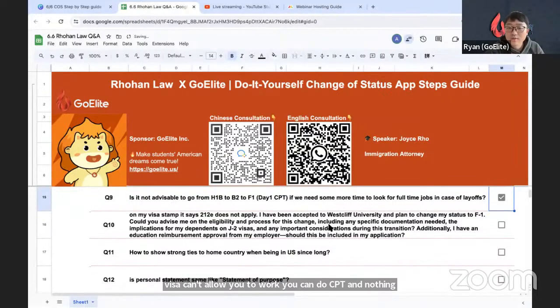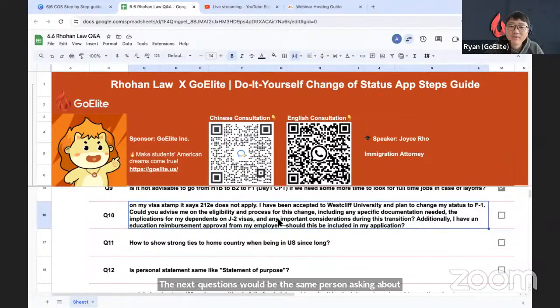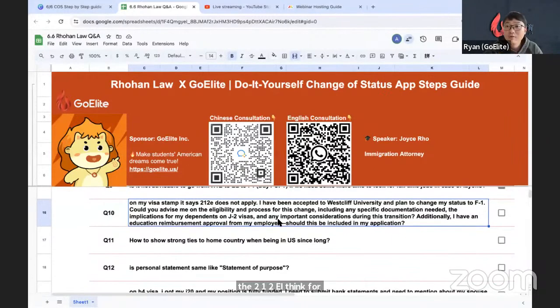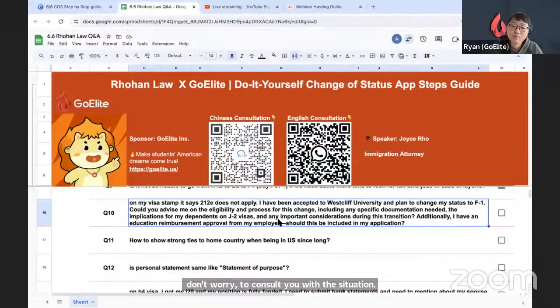The next question is from the same person, asking about the 212E. For today, because we're not talking about visa stamping, I don't think Joyce is the right person, or that I am the right person, to consult you on this situation. But don't worry, scan the code. We can connect you with some of the visa officers that we previously held webinars with or talked to, so you can consult with them regarding your current situation.